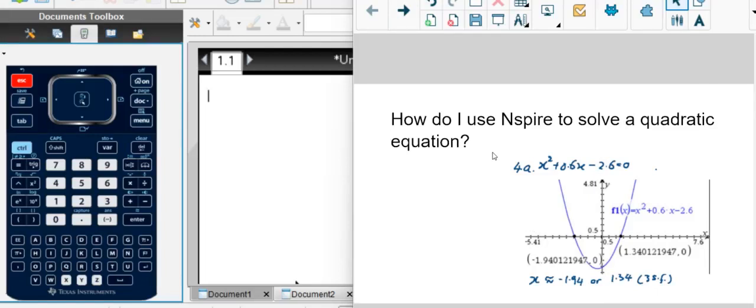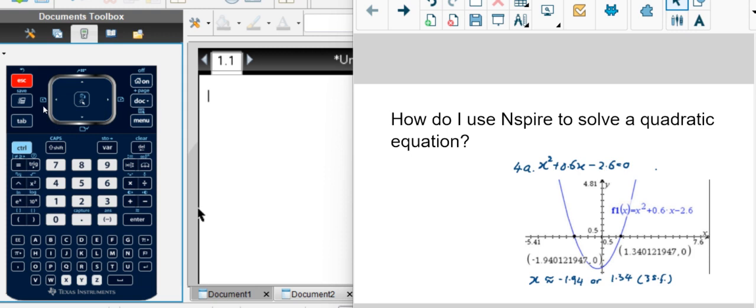Today we look at this particular question. How do I use the TI-Nspire to solve a quadratic equation such as this to obtain a result as shown here? Now, one way that we can do this is to use a graphical method.